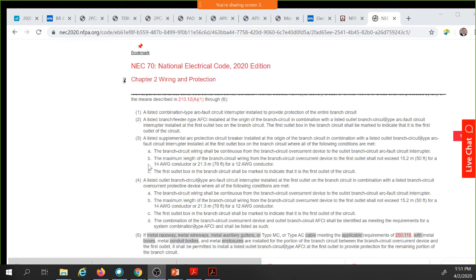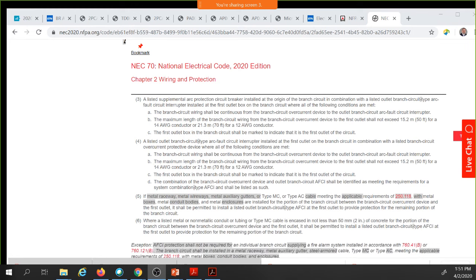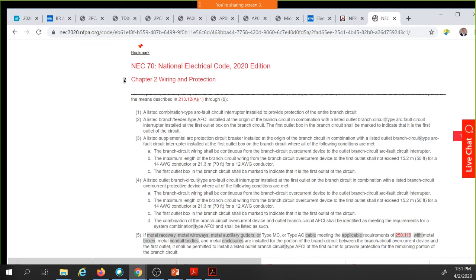And then your third and fourth items. The listed supplemental arc protection breaker doesn't exist. There's not a UL standard for it. You really can't do 3 yet. A lot of people say, well, why is it in there? Well, it's been in there for a few cycles, nobody has asked to take it out. There's no listed product that will meet 3.